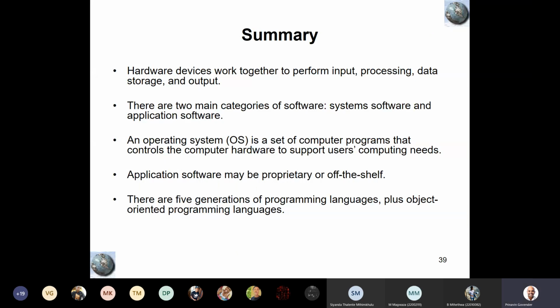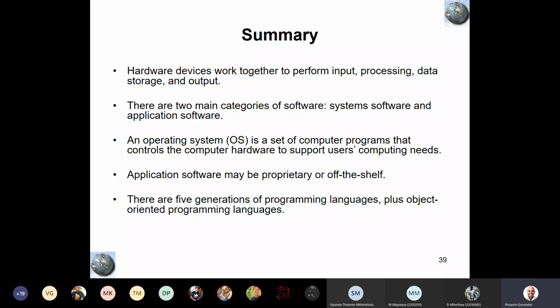Okay, so in terms of summary, hardware devices work together to perform input processing, data storage, and output. Keep this in mind when I talk to you about programming. A computer program should have the components of input, processing, data storage, and output. The categories of software that we are talking about are system software and application software. We're going to be talking about programming, right?